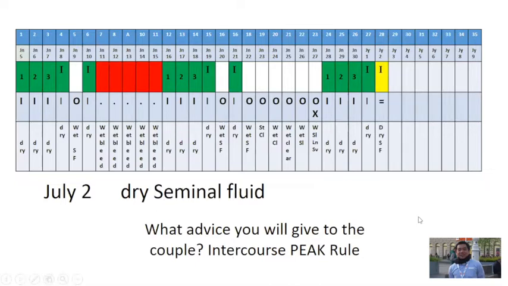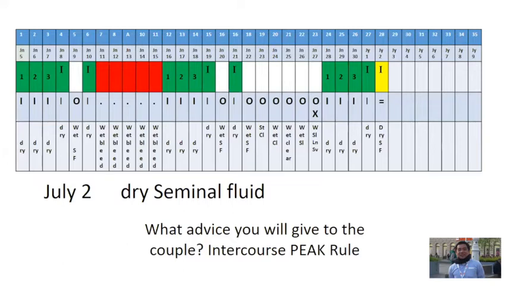So July 2, she says, dry. But the seminal fluid is visible. How come it is dry? Attention, this is a review. Seminal fluid in the luteal phase would have a dry sensation. Why? Because progesterone is high during the luteal phase. But during the BIP, there is no progesterone. That is why the sensation of the seminal fluid is wet. The symbol is circle. Now you will teach the couple.